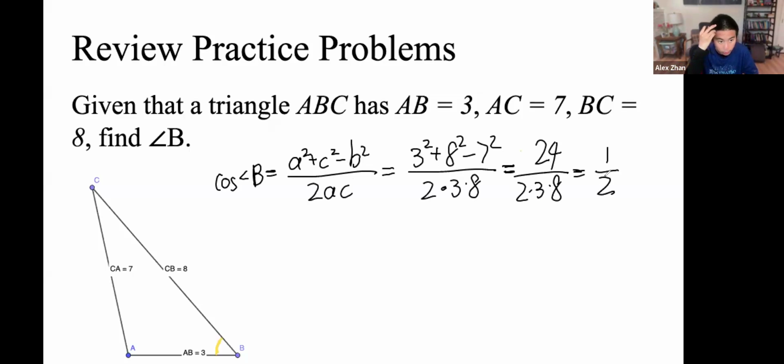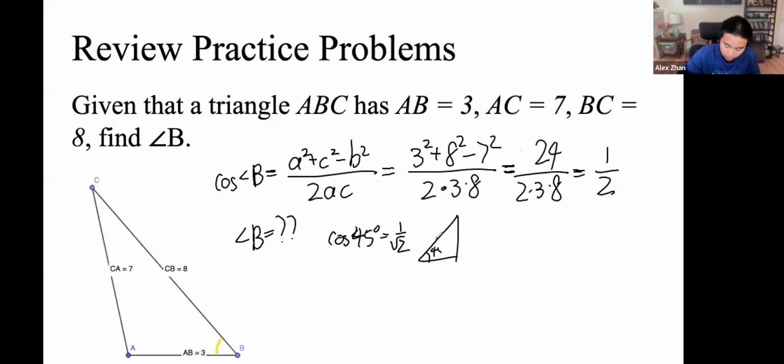Can anyone tell me what angle this would be? So what is angle B? You could express it in radians or degrees. No, it's not 45 degrees, because let me show you. Cosine of 45 degrees is actually equal to 1 over square root 2, because a 45-45-90 triangle has sides 1, 1, root 2. So no, it is not 45.